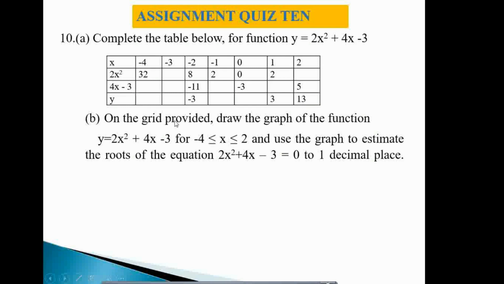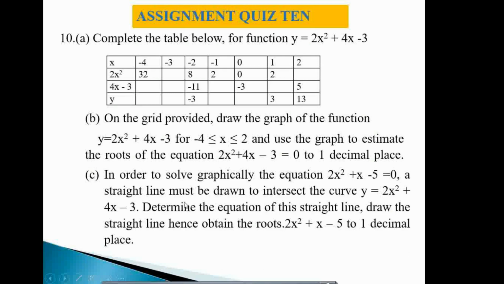Then on a graph paper, draw the graph of the function y equals 2x squared plus 4x minus 3. The range here is what is already in the table, from negative 4 up to 2. This range tells us that we are supposed to take our values of x from negative 4 up to 2. So that is negative 4, negative 3, negative 2, negative 1, 0, 1, 2. Then use the graph to estimate the roots of the equation 2x squared plus 4x minus 3 equals 0 to one decimal place.